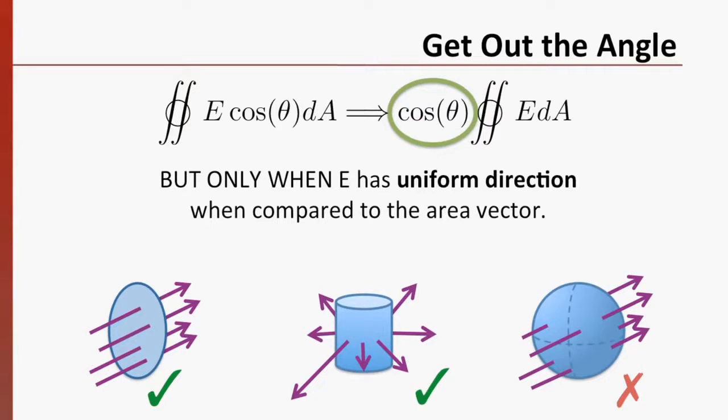The middle example has a field whose direction changes, but it always points outward, just like the area vector from the cylinder points outward. It still works. In the right-hand example, the field has a constant direction, but the area vector does not. The angle between them changes, so we couldn't remove the cosine from the integral.